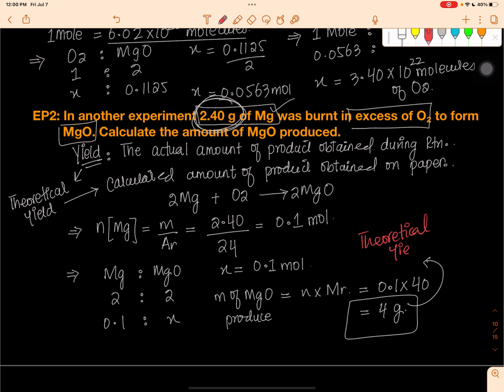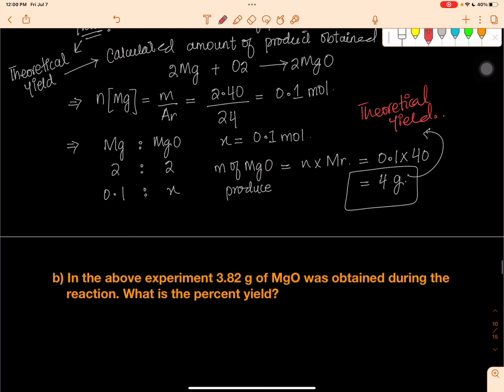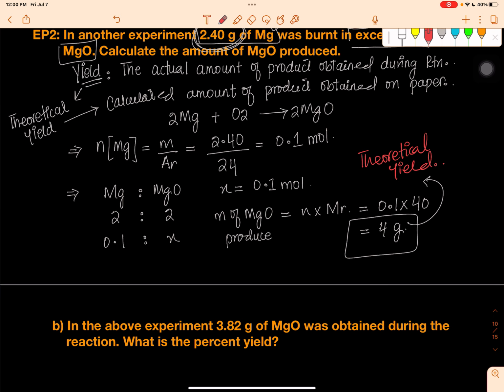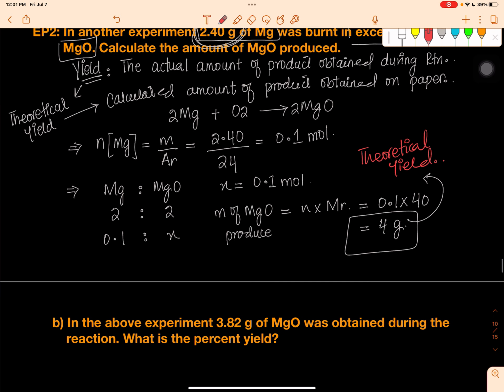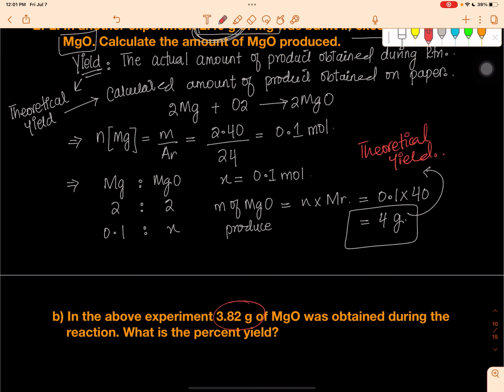This is actually the theoretical yield, because we have done calculations to find out what amount of this is produced. But in the very same experiment, 3.82 grams of magnesium was obtained during the reaction. So what is the percent yield? Now, we have the actual yield and the theoretical yield.